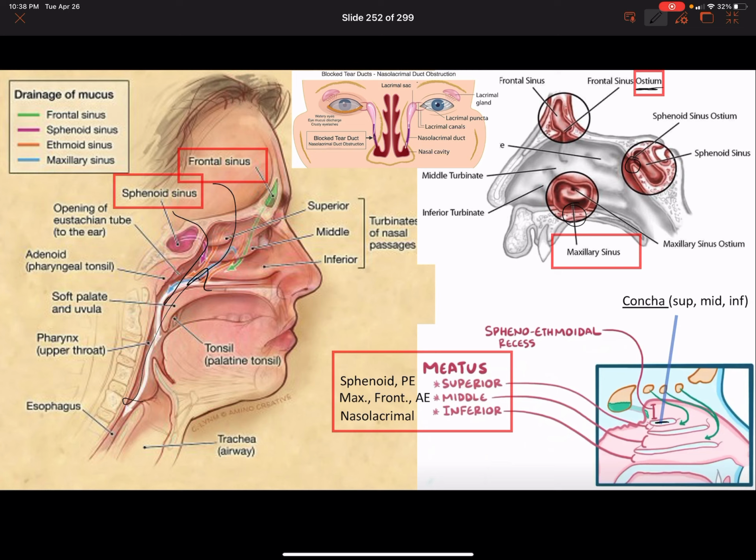We have these three concha, the superior, the middle, and the inferior. And here we have our ostium where the drainage is occurring. So the pathway in here is called the meatus, between the concha. So the superior meatus is where the sphenoid and the posterior ethmoid are going to drain. The maxillary, frontal, and anterior ethmoid are going to drain in the middle meatus, and the nasolacrimal is going to drain into the inferior meatus, shown here.